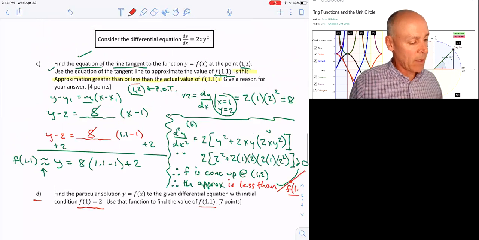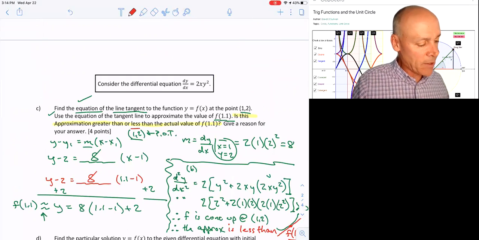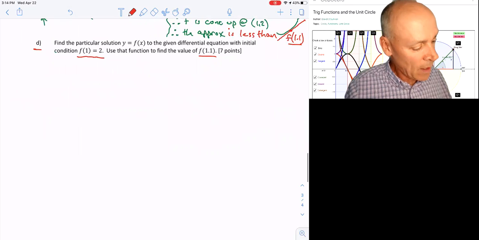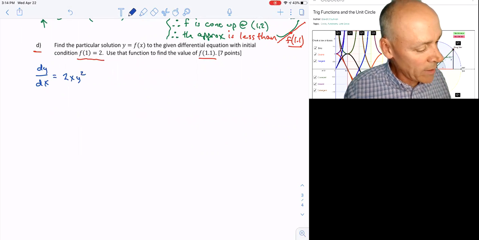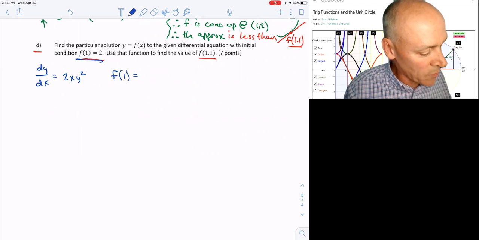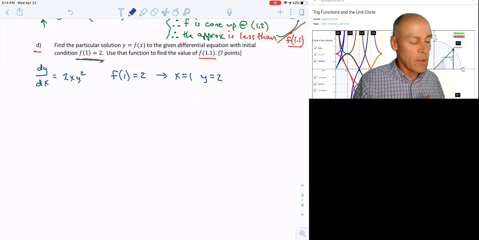Sweet. Okay, so I'm going to start with my differential equation. So dy dx is equal to 2x y squared, and I also need to note my initial condition, f at 1 equals 2. I just remind myself that function notation is telling me that when x equals 1, y is equal to 2.